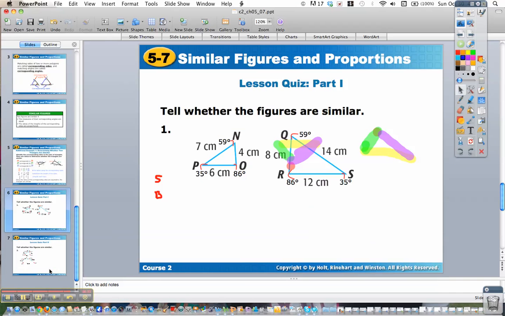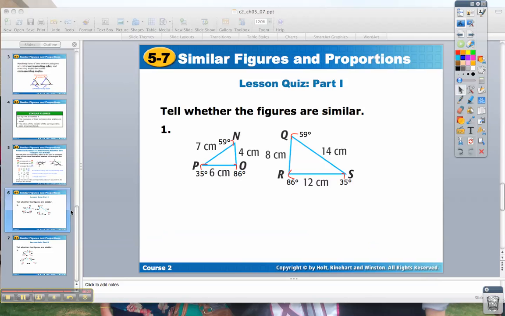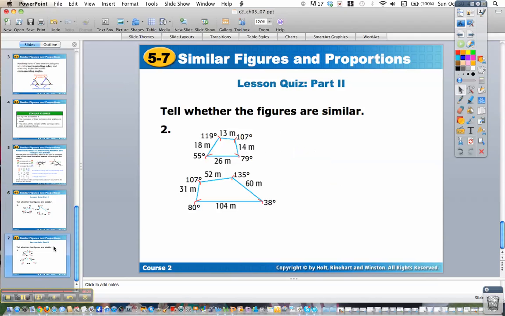So these are the problems that you are going to solve on your own. This question 1, and then this question 2, whether these figures are similar. So you're going to have to answer questions about these two slides, whether these are similar and whether these are similar. So set up your proportions to see whether the side lengths are proportional.